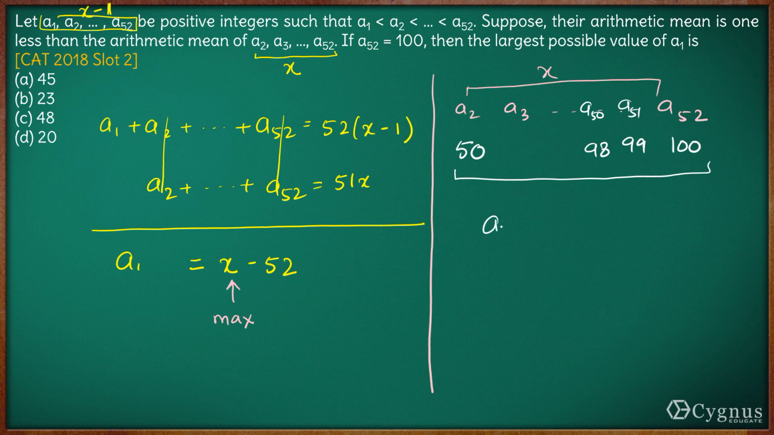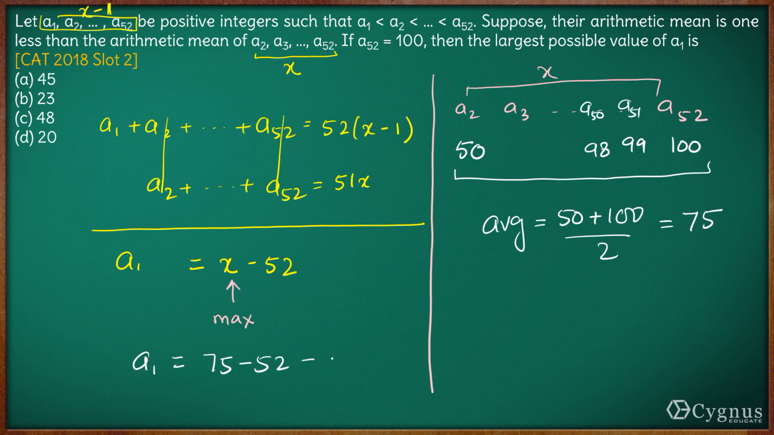So the highest possible average of these numbers will be, since this is an AP, the average of the first and the last terms, which is going to be 75. So the average of all these numbers is going to be 75. This is the highest possible average. Hence, the highest possible value of A1 is 75 minus 52, which is 23. Highest possible value of A1 is 23 over here. Okay, so that's it for this question. Thank you.